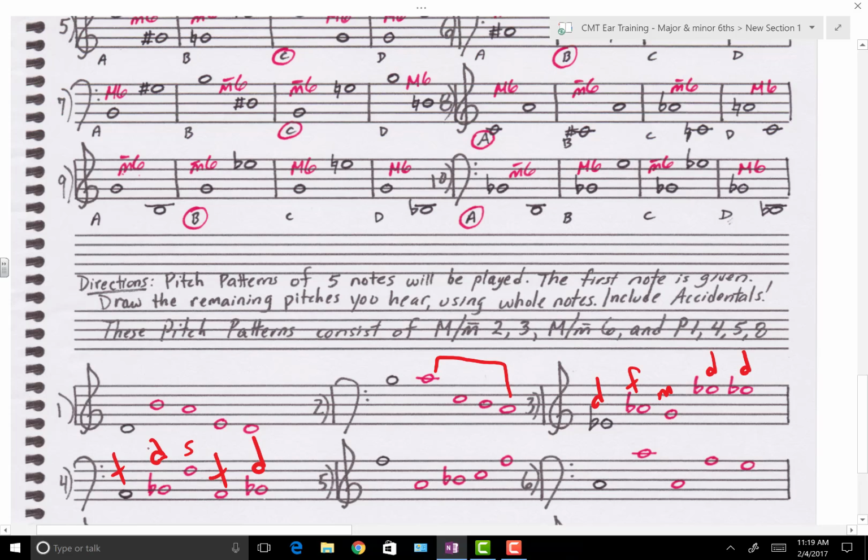Let's sing ti, do, sol, ti, do, using solfege for the fourth pitch pattern. Here's our starting note. 1, 2, ready, sing. Ti, do, sol, ti, do.